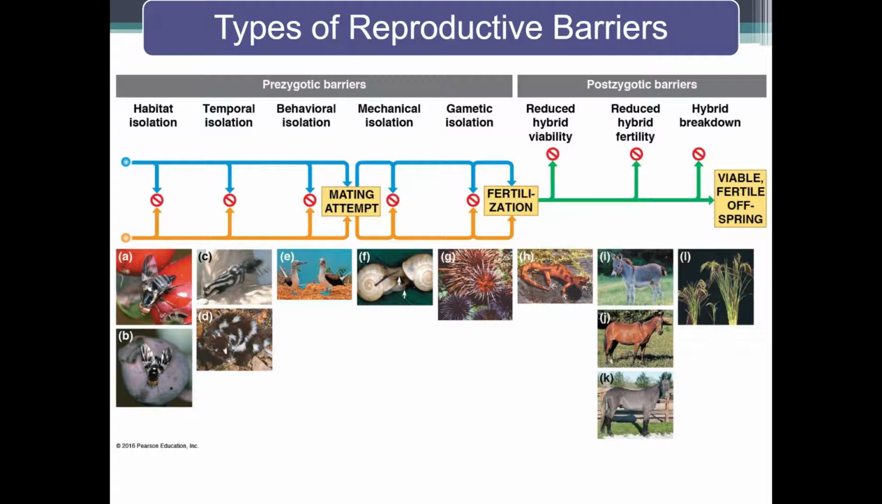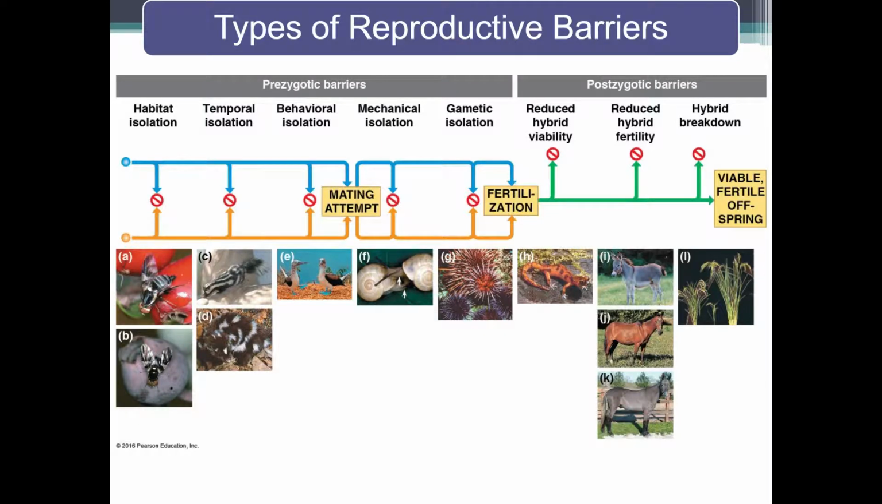And then the last part over there is the visual of our postzygotic barriers, which has to deal with hybrid vitality and viability. So the first one is reduced viability. They can create a hybrid, but it may not live very long because there are some issues there. Reduced hybrid fertility: those three organisms or species in the middle, we have zorses, a combination of a zebra and a horse, mules, and ligers.